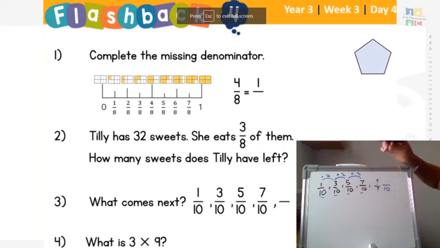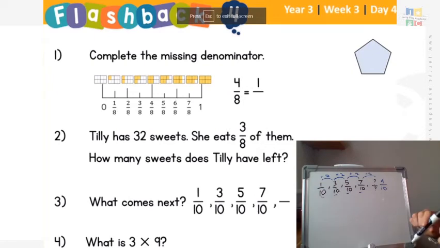So in order to work out what my numerator is going to be here, I'm going to have to add another 2 to my 7 to find my answer was 9/10. You might have also spotted that the numbers were going up in odd numbers, so 1, 3, 5, 7, 9. You might have spotted that straight away because remember that's what the odd numbers go up in. So that's the quickest way to find your answer.